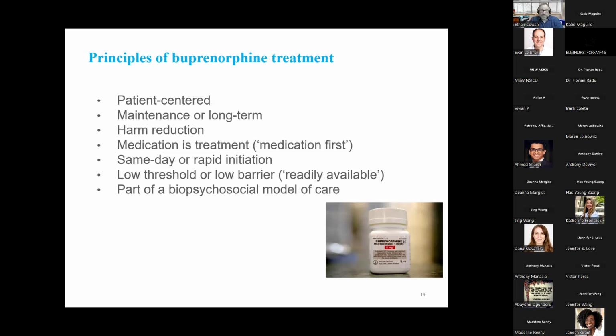We'd like to start patients on this same day. That's sort of like a low barrier threshold initiation. This is what we do in the emergency department setting. And then it's important to remember that it's part of this biopsychosocial model of care. The medication is a major component, but there's a lot of other things that contribute to drug use that need to be assessed, and things like housing and housing security, food insecurity. So it's part of this model of trying to deal with a lot of things that lead to drug use.